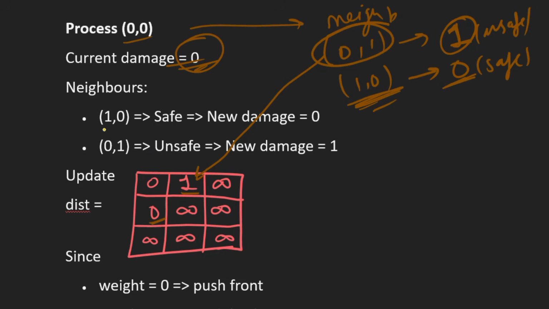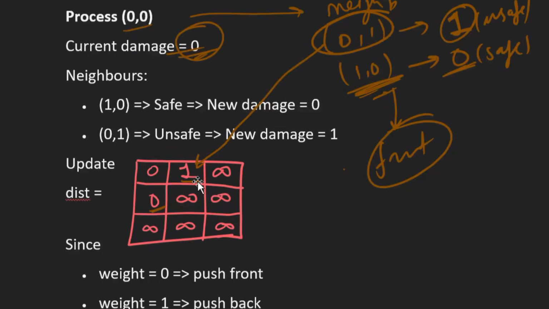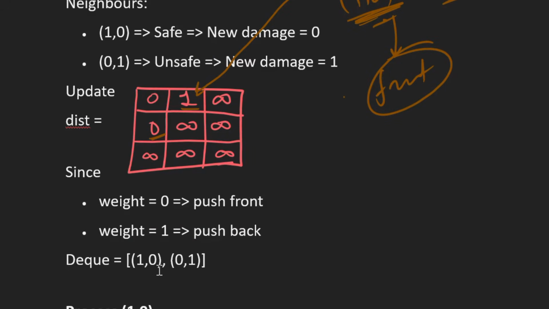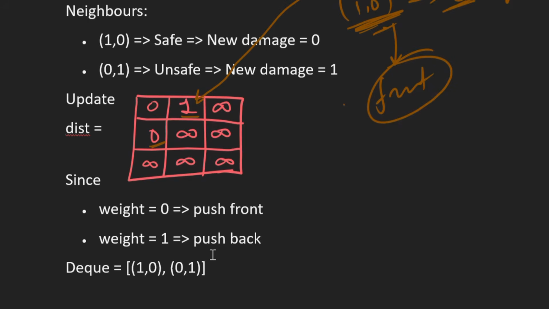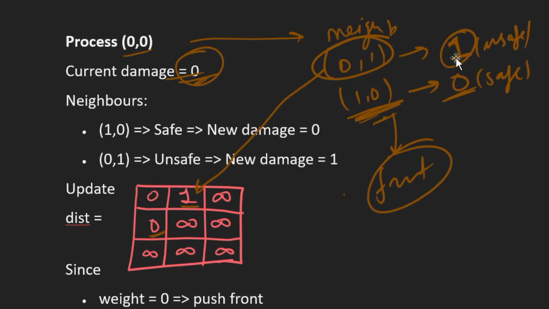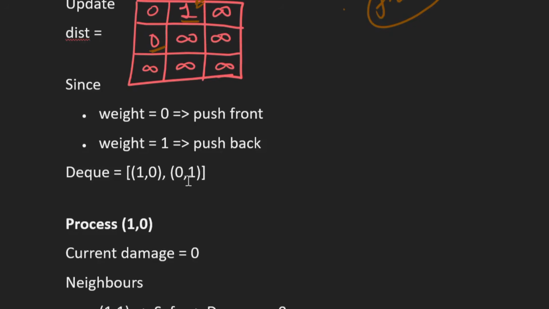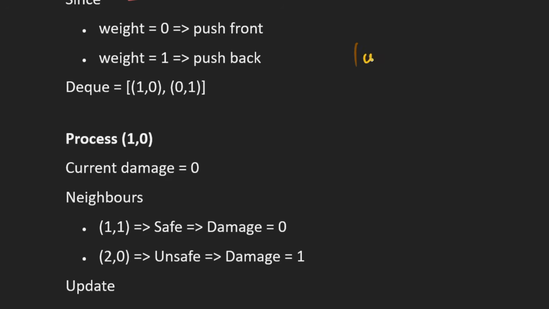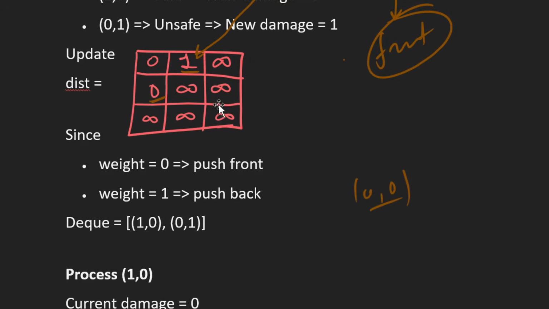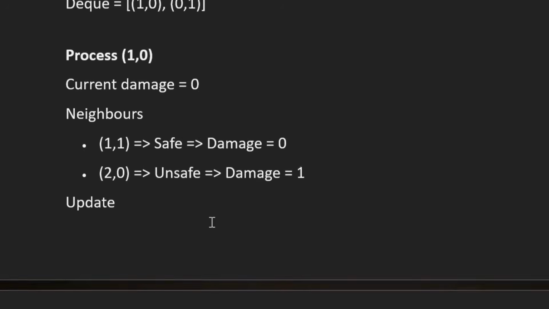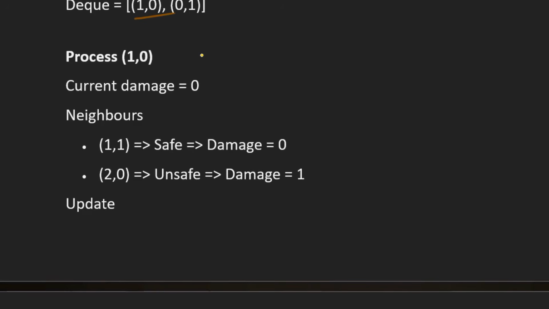Now 1 comma 0 is a safe cell, so we'll push it in the front direction of the DQ. So we have pushed 1 comma 0 in the front direction, and 0 comma 1 is unsafe and it has a distance 1, so we'll push it in the back direction, right? So after processing 0 comma 0, this will be our distance matrix and this will be our DQ.